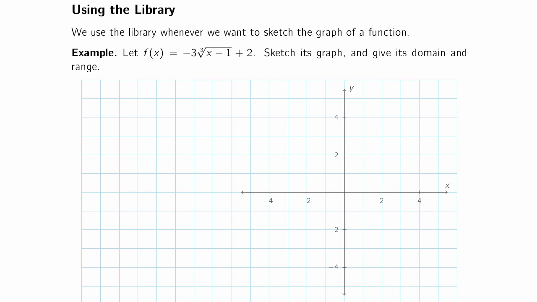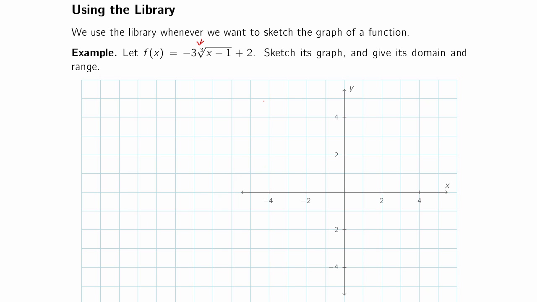Now that we're in possession of this library of functions, together with all of these skills that we have in transforming a graph, how do we put those together in order to sketch the graph of a function that maybe we're not necessarily as familiar with? In this example, we're asked to sketch the graph of a cube root function. We recognize that this is a cube root function because we see a cube root here and then a bunch of linear stuff.